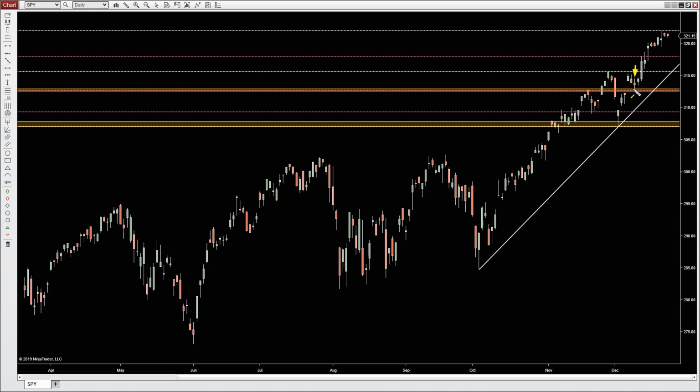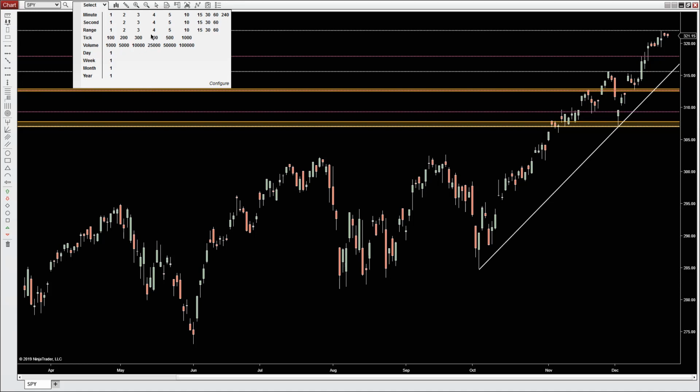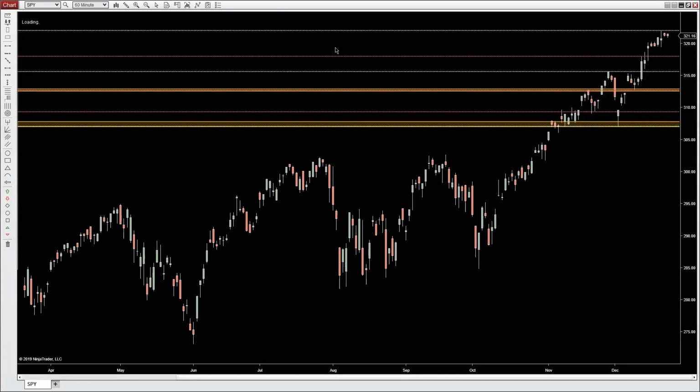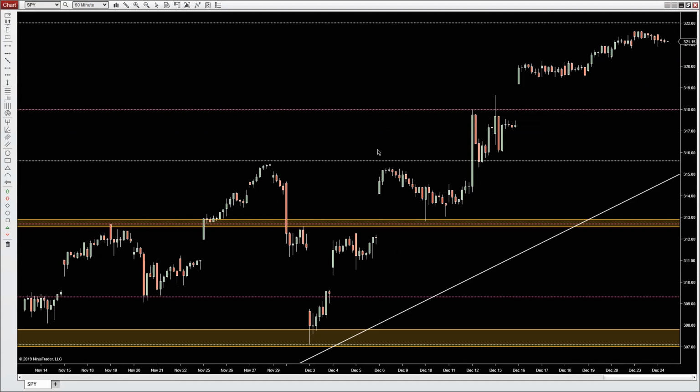So let's go ahead and take a look at this candle here on a lower time frame, because once you get into these zones, we want to see on a 60-minute time frame or even a 15-minute time frame that we do have support at this area. So we're going to go back and look at this level here at the 10th of December. Let's go ahead and look at an hourly time frame first.